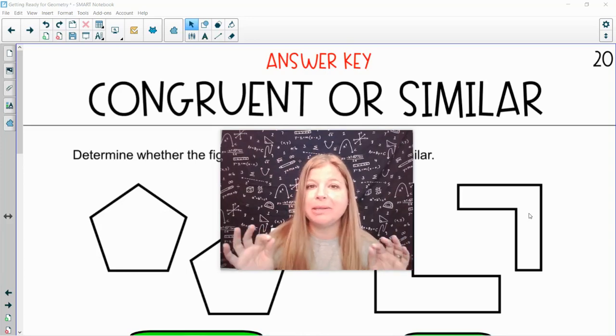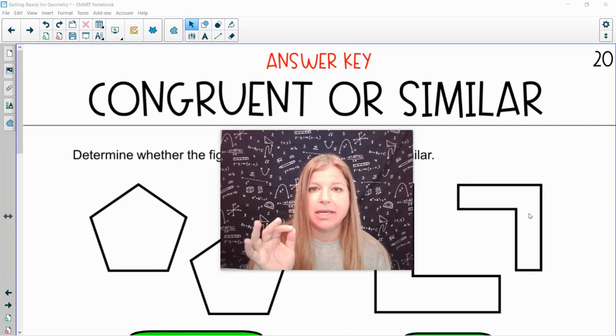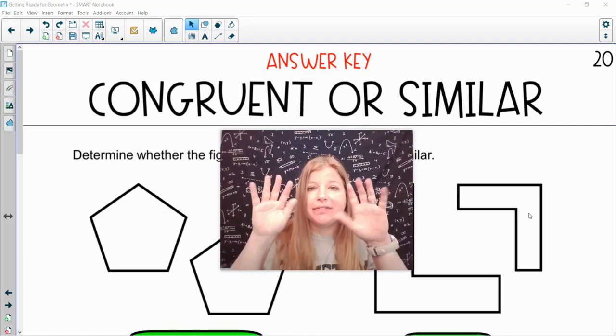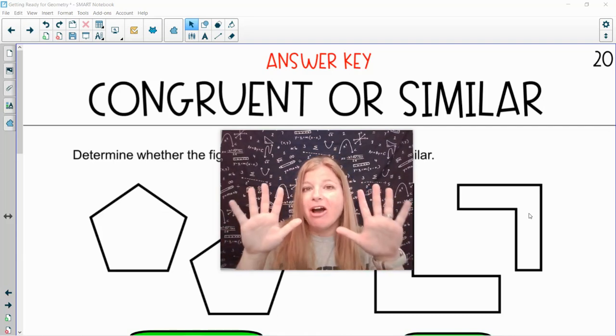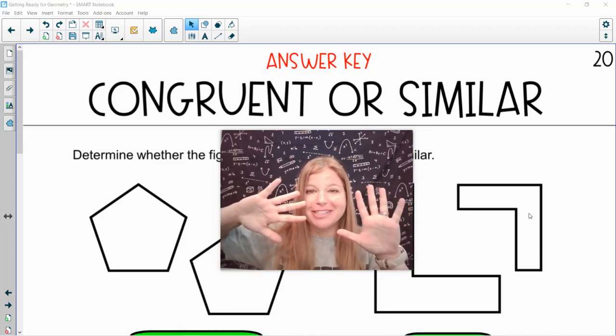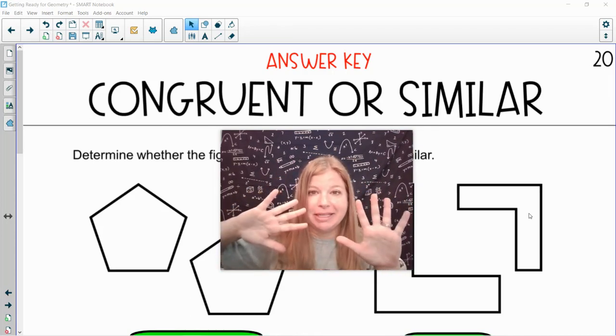So congruent means the same shape with the same size. It can be flipped, reflected, it could be rotated, it could be translated. It doesn't matter. If two shapes, like my hands, are the same shape, same size, doesn't matter if one looks like this and one looks like this, that's what congruent is.